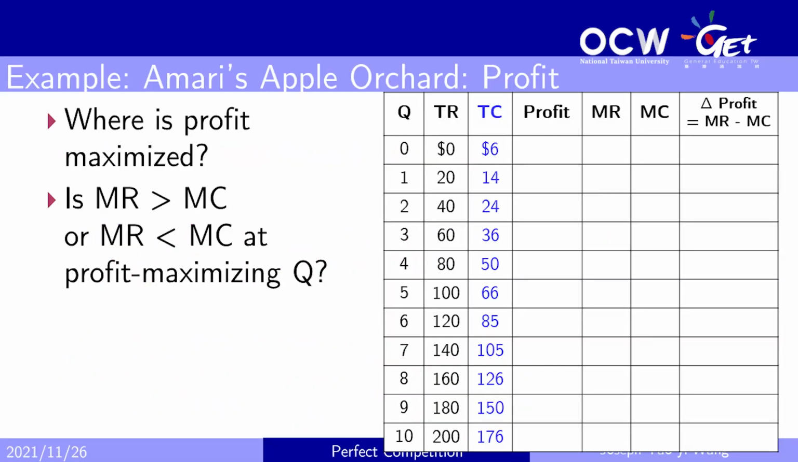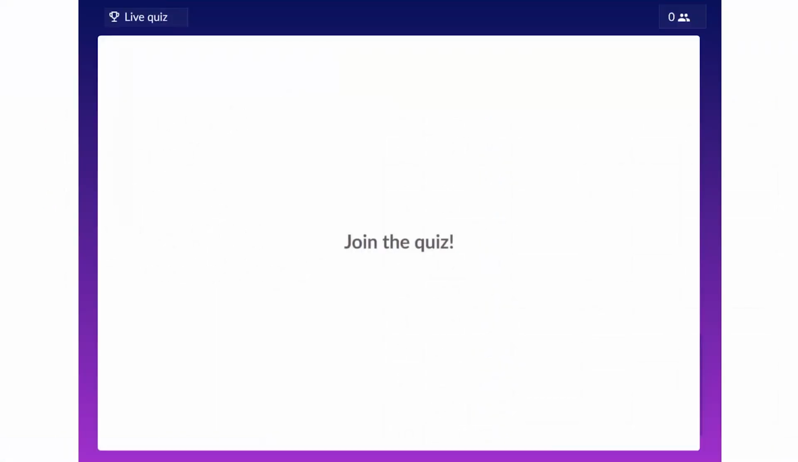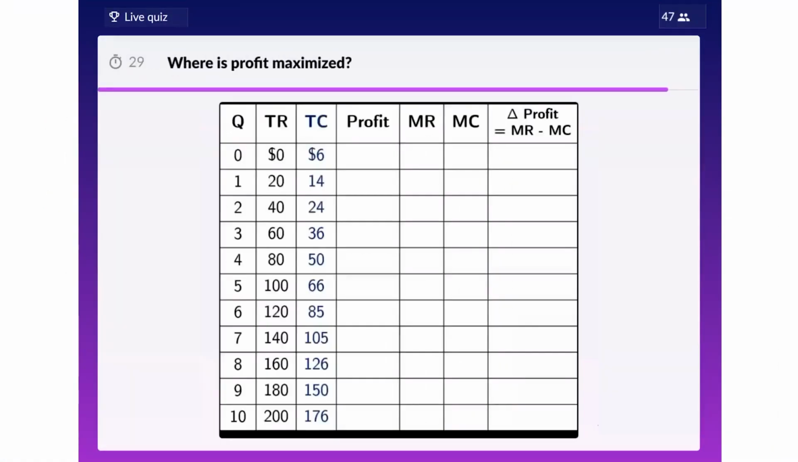All right, so let's look at Amari's apple orchard, look at the profit. Here we'll just make up the total cost for Amari across all of this. And so where is profit maximized? First question. Then is MR greater than MC or smaller than MC at this profit maximizing quantity? So let's join the quiz. So where is profit maximized? So here is your big table.